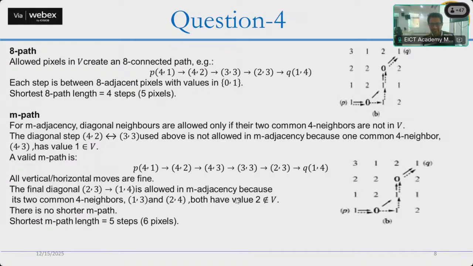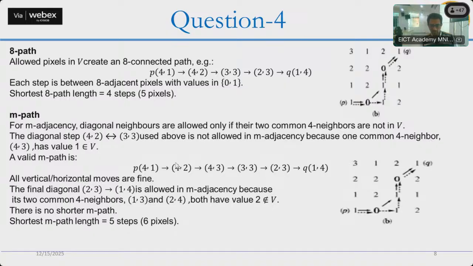That's why, in the earlier answer which we discussed, the 8-connected path basically becomes the M path. When you can go diagonally, in the M path you can't go diagonally, because of the neighborhood condition. What is shown is that the diagonal step from 4, 2 to 3, 3 is not allowed, because of one common 4-neighbor, 4, 3.